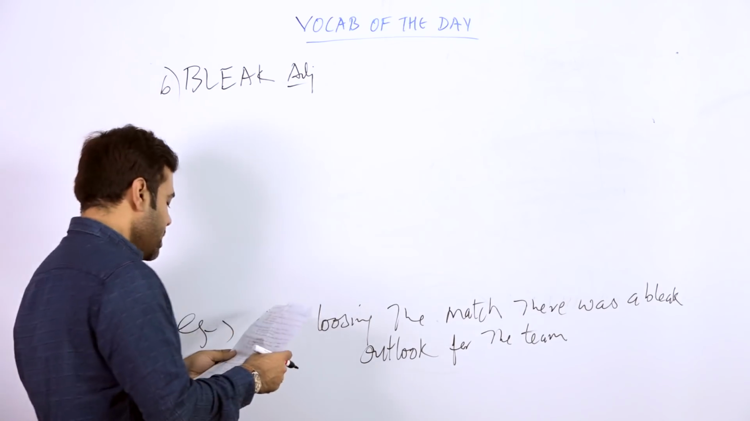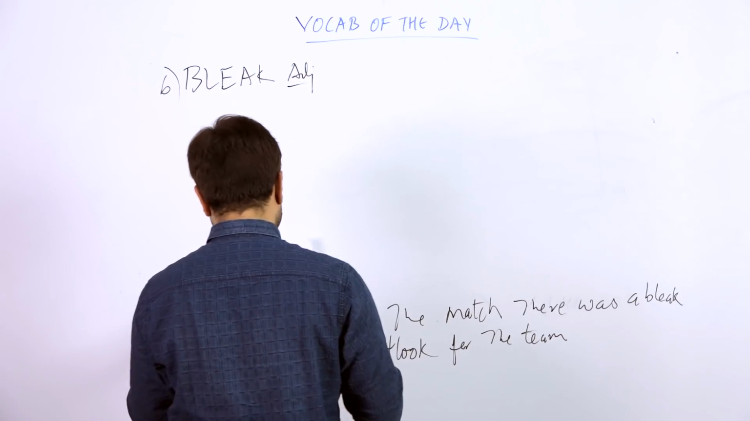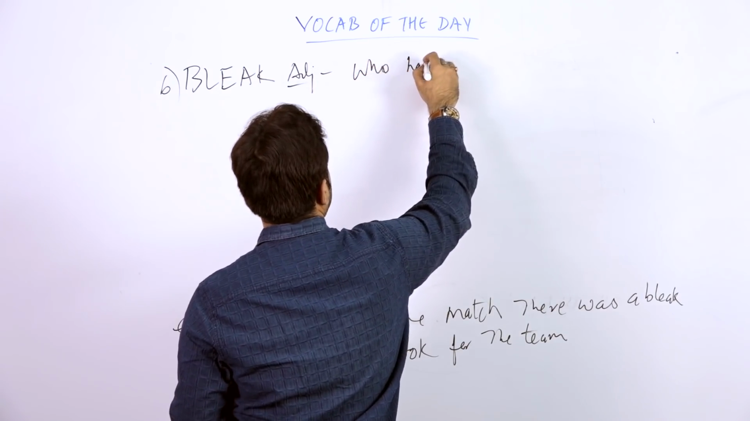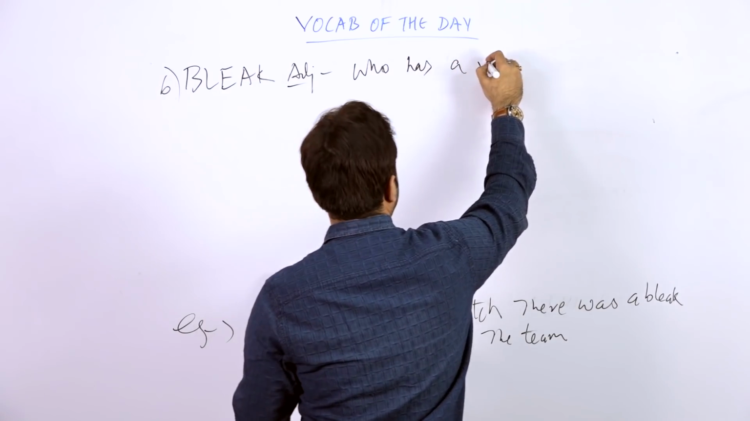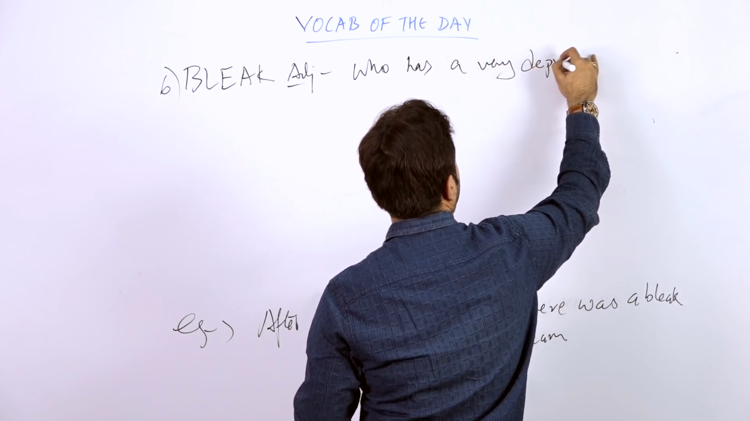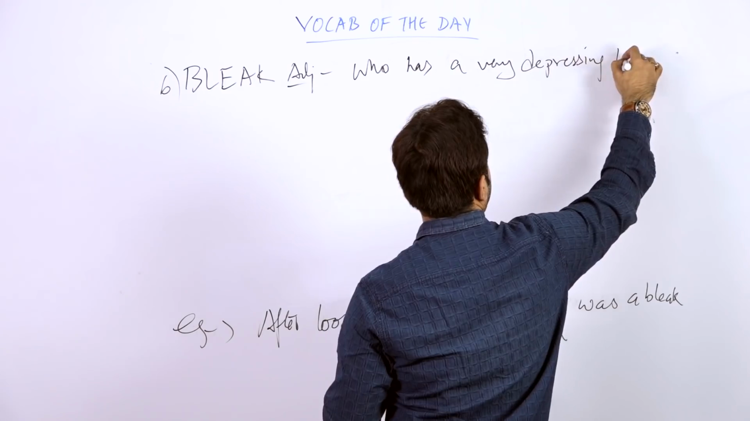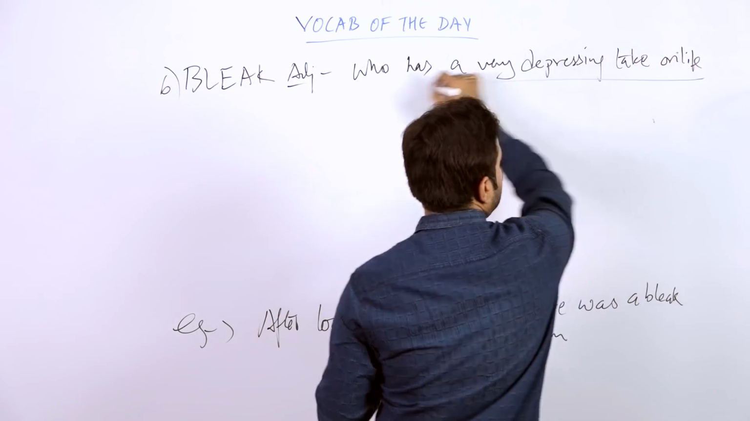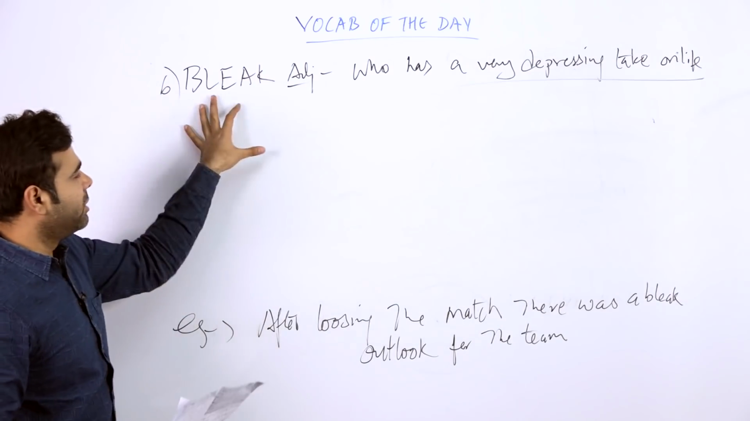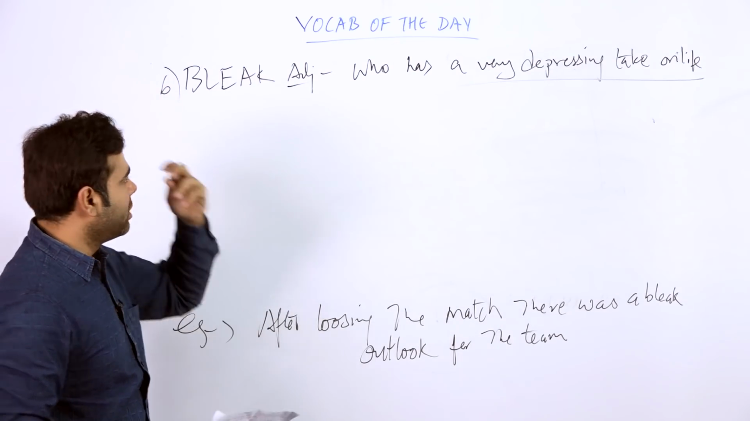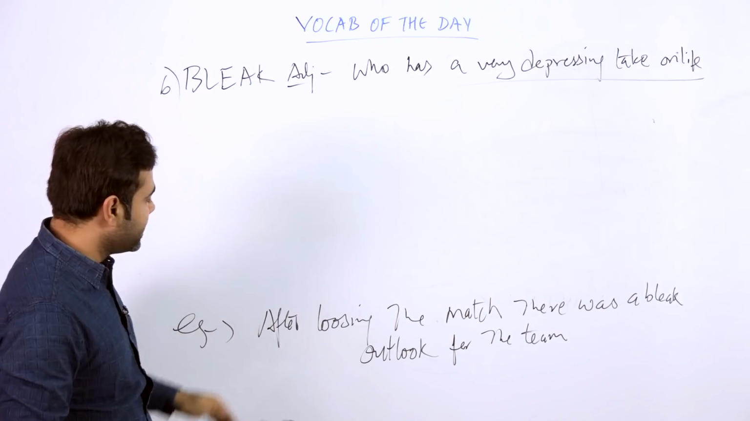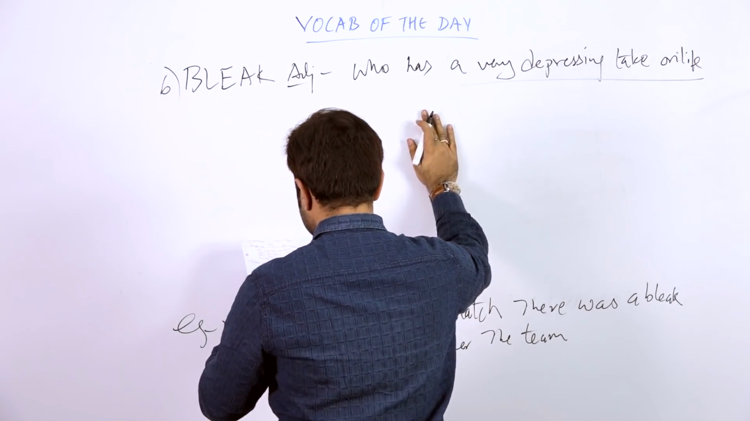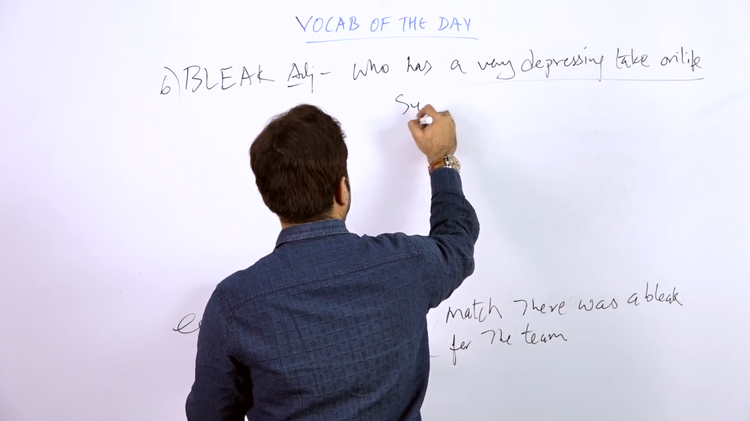So actually, when we use a word for someone who has a very, you can say, depressing take on life, I'm writing the word depressing, depressing take on life. Okay, students. In that very condition, you can take the word bleak, who has a very depressing take on life. Then we can say that is related to bleak. So what can be the synonyms? Synonyms we can take, students, I'm writing here.